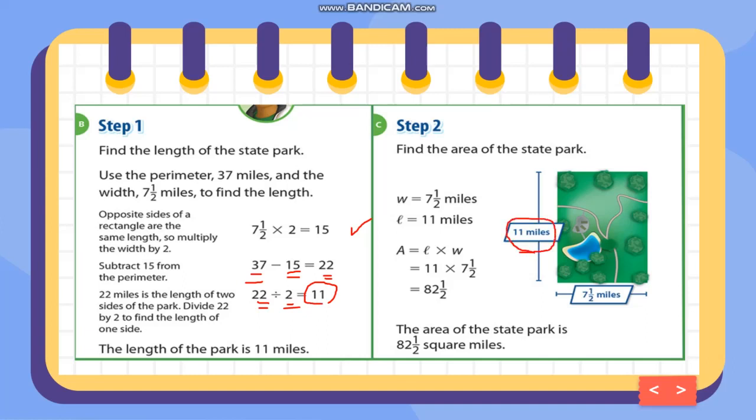Now, since we have the length and the width given, it's possible to get the area. By applying the formula, area is equivalent to length times width. The length is 11 and the width is 7 and 1/2. Based on my explanation on the previous slide, the answer is equivalent to 82 and 1/2. So the area of the state park is 82 and 1/2 square miles. Or you can write that as 82 and 1/2 miles squared. So this is miles squared, or square miles.